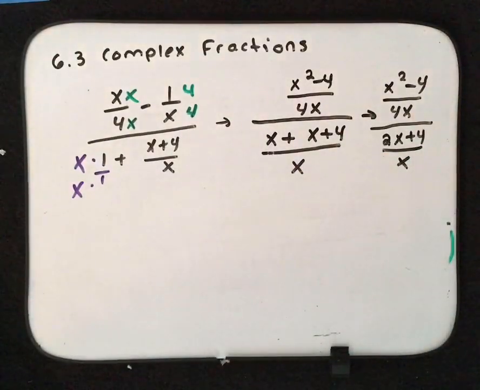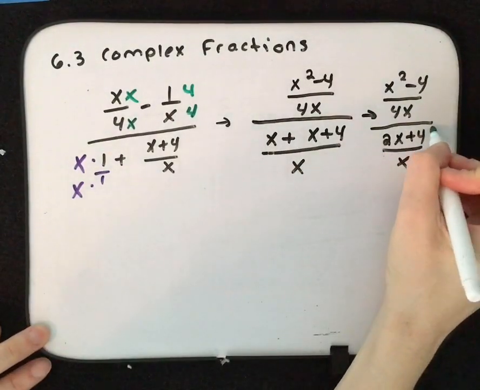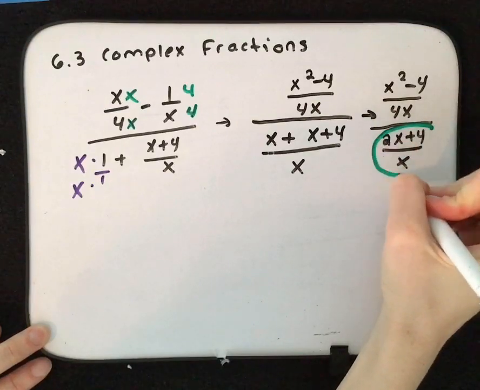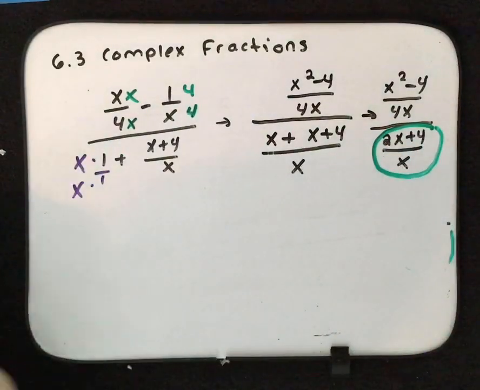Now we've got it down to one fraction in the numerator and one fraction in the denominator. So we take the piece we're dividing by and we flip and multiply.